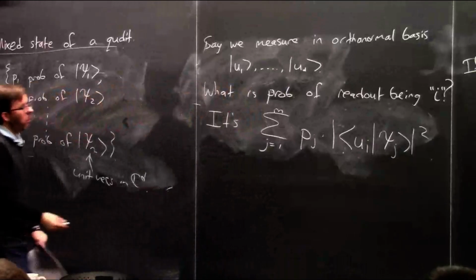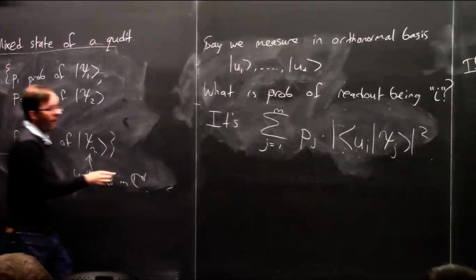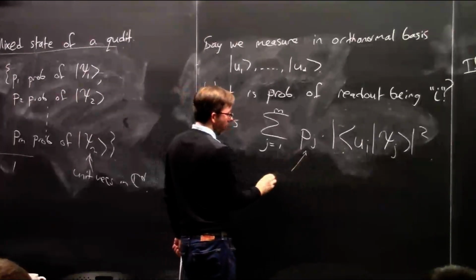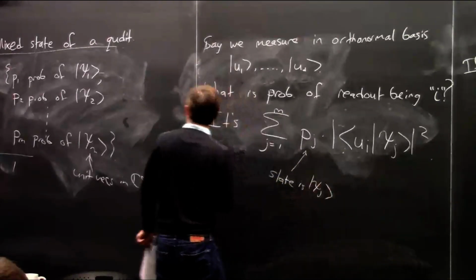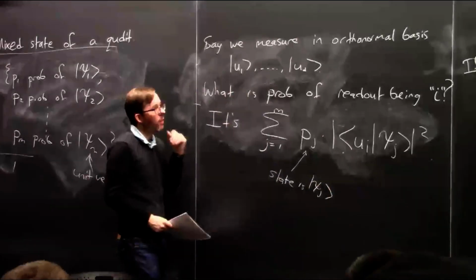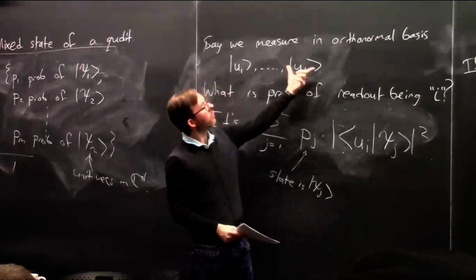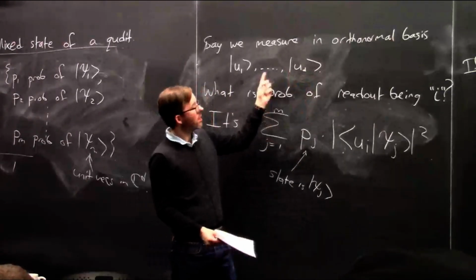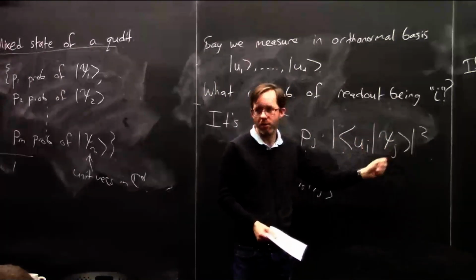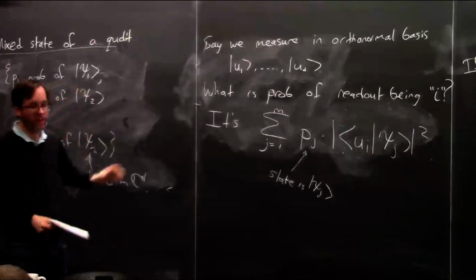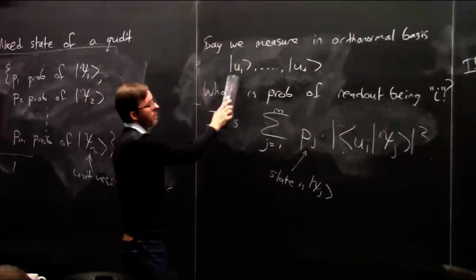OK, and why is that? Well, just think about it according to the normal rules of probability. With probability pj, the state is psi j. And then, going way back to lecture 1 or 2 or 3, if you have this being your state and you measure it in this orthonormal basis, the probability that it reports I is equal to the square of the magnitude of the inner product of ui and the state psi j. So that's the probability with which you'll get each of the outcomes I. This is true for all I going from 1 to d.